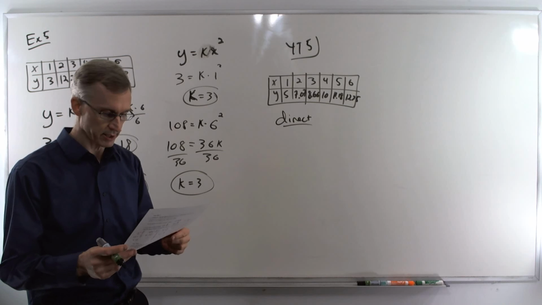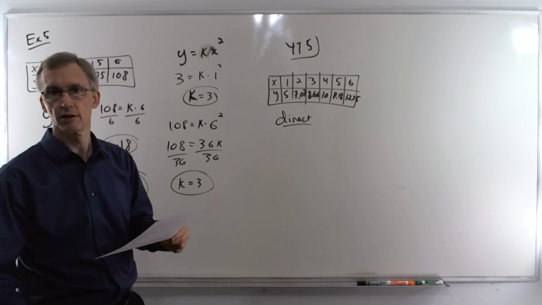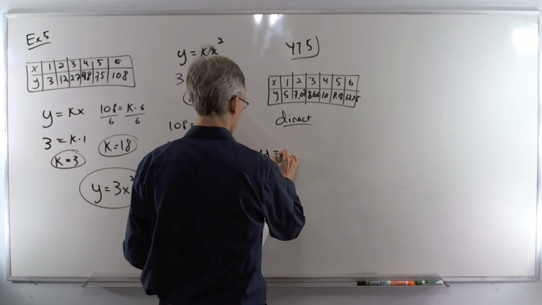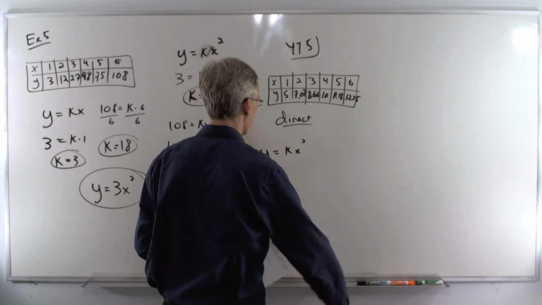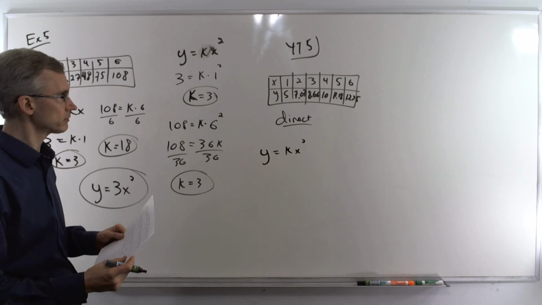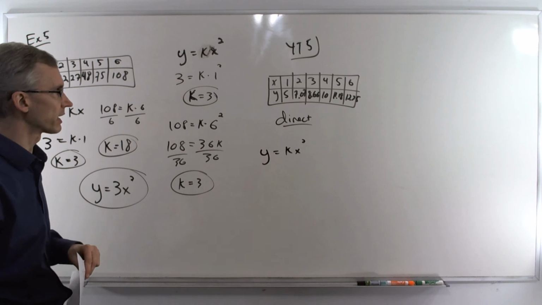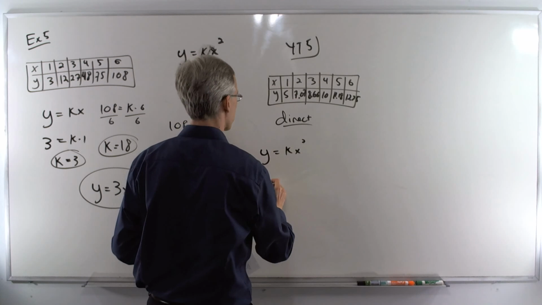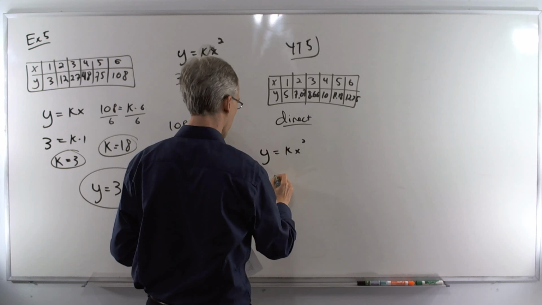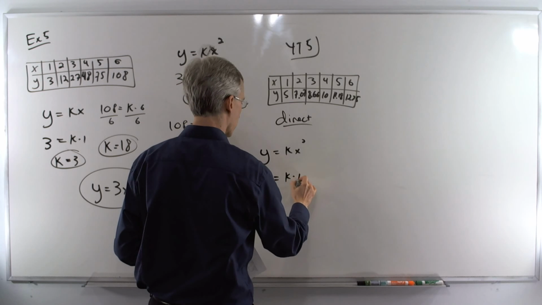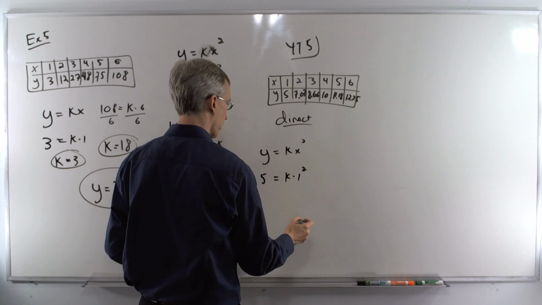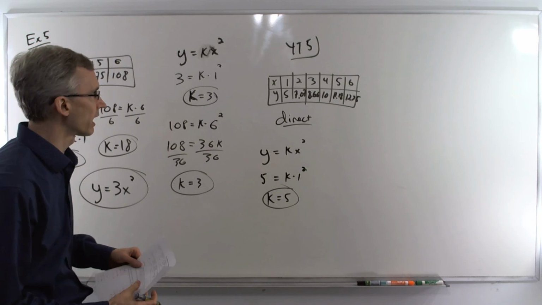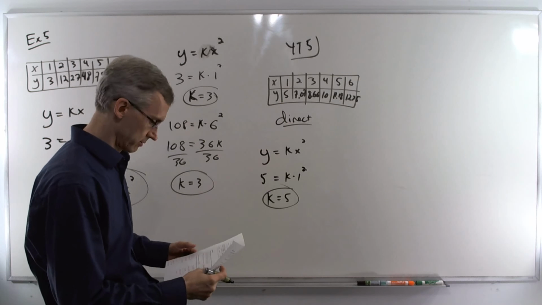First one I'm going to test is y equals kx squared. You can test any one you like to start things up. I'm just going to do this one, just randomly picking one to try. So let's get a k value. If I plug in 1 for x and 5 for y, we get 1 squared there. 1 squared is just 1, so k equals 5. So that's what we get out with that first set of data.